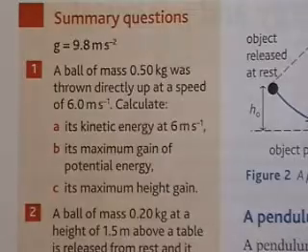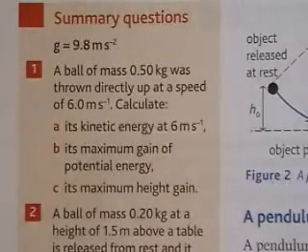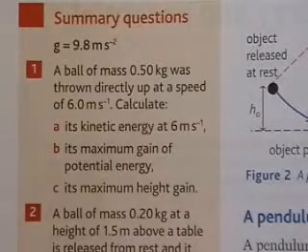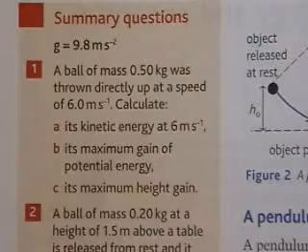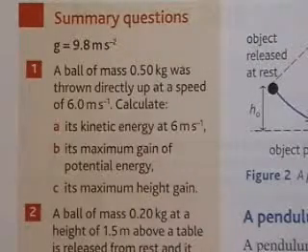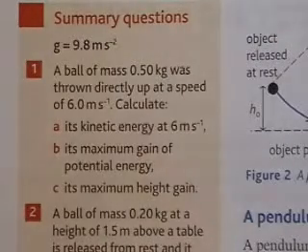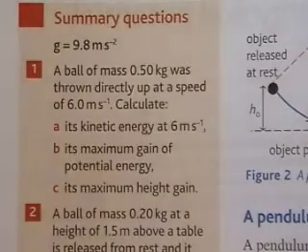Part B, its maximum gain of potential energy. Well, as long as we remember that as it's travelling upwards, it's losing kinetic energy and gaining potential energy, it will have to stop gaining potential energy when it's lost all its kinetic energy. So that should help you to very quickly work out what the maximum gain of potential energy will be.